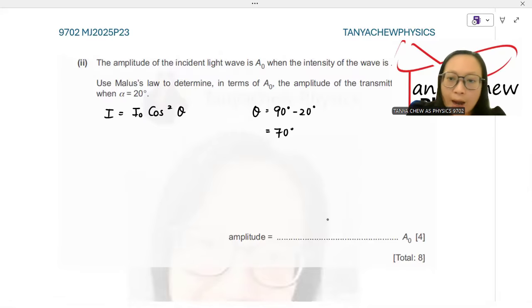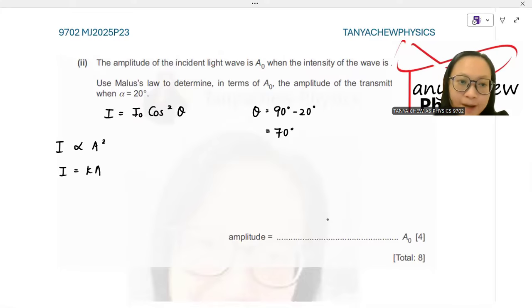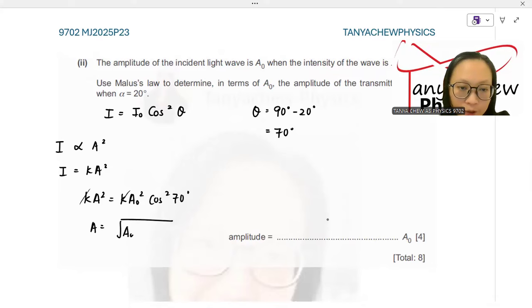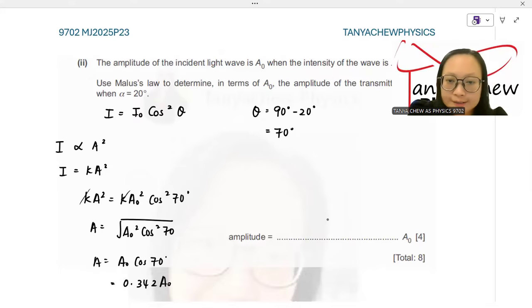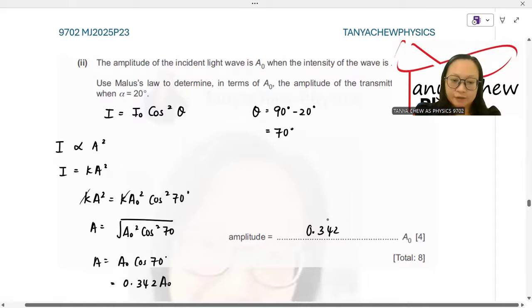You know the relationship between I and amplitude, right? I is proportional to amplitude square, so I is equal to a constant K times amplitude square. So K A square is equal to K A naught square cos square 70 degrees. K and K cancel, right? Square root, A square equals A naught square cos square 70. So you get A is equal to A naught cos 70. So the answer is 0.342 A naught. 0.342 A naught is the answer.